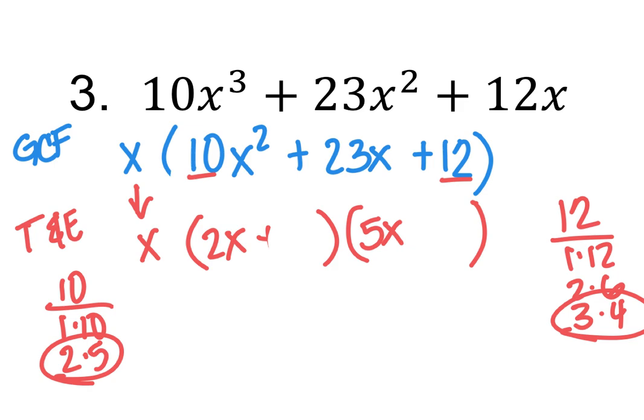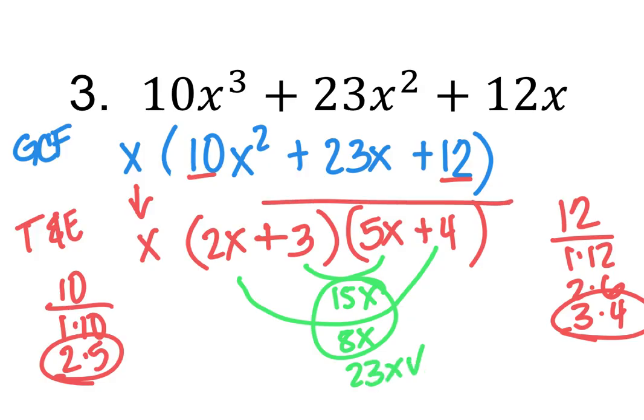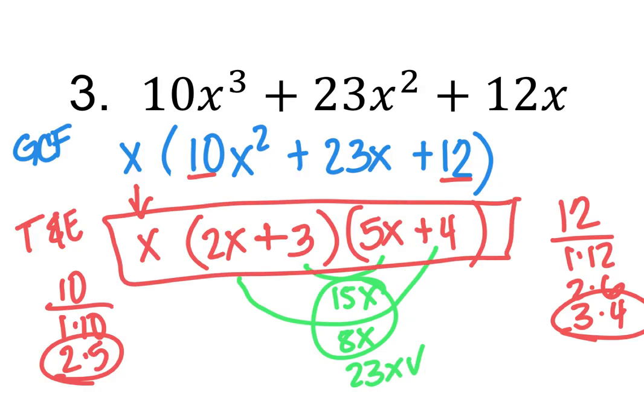Okay, so let's put our 4. Oh, where did that come from? Let's get our red back. All right, here we go. So we're going to do our 4 with this 5 and our 3 over here. Now we can go ahead and check this. Are we correct? Well, 3 times 5x is 15x. 2x times 4 is 8x. Add those together, we get 23x. So yes, we know we are correct. So let's go ahead and box our answer.